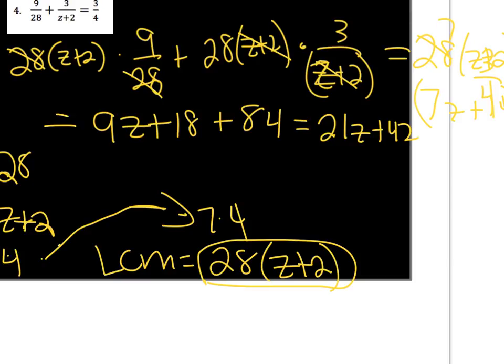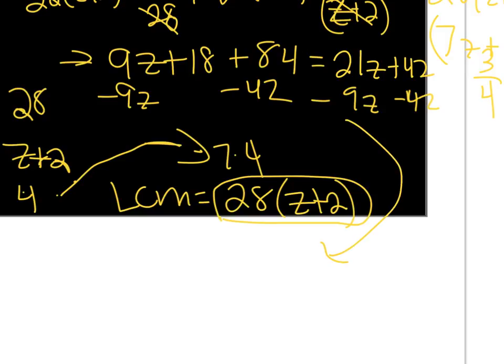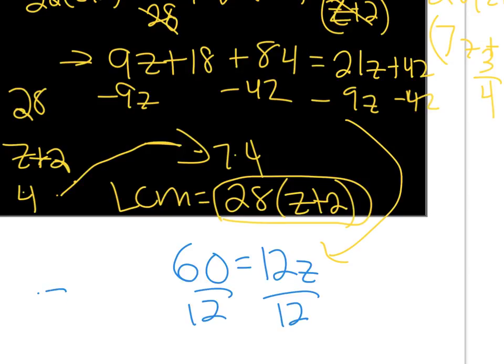So now I've got to solve this thing. So let's start putting some things together here. Well, I'll subtract 9z, 18 plus 84. Let's go minus 42, minus 42. So then we rewrite it down here. I'll change colors here. So what do I have left? I've got 60 equals 12z. So after all that noise, z equals 5.